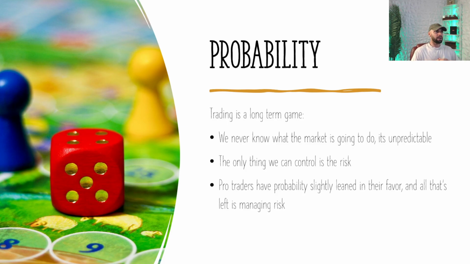The best traders out there have probability slightly leaning in their favor, or they just know what their edge is, or what probability is. You can have a 10% win rate and be profitable. Very possible. It takes a lot of discipline and large mental capacity, but it's possible. And all that's left now is just managing risk, right?